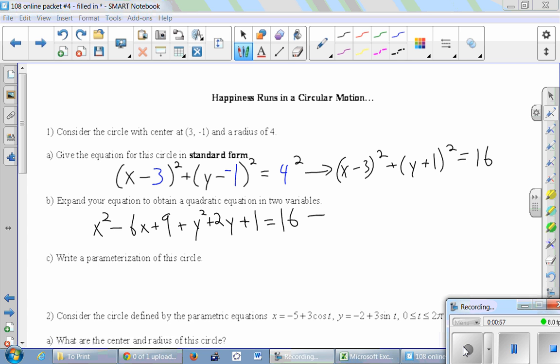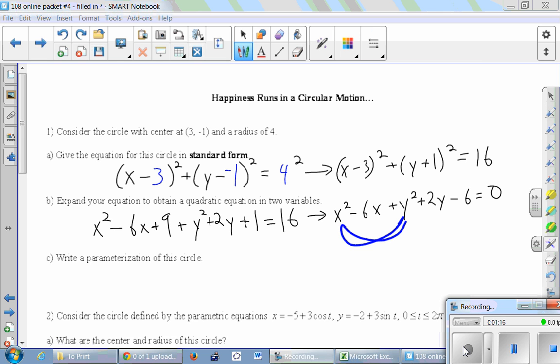If you want, you can get one side equal to 0, so it kind of looks like the one that we did in class. x^2 - 6x, let's see, plus 9 plus 1 is 10. Move the 16 over to the other side, and we get minus 6 at the end. If you really feel like scrambling it up, you can put the x squared and y squared terms first.